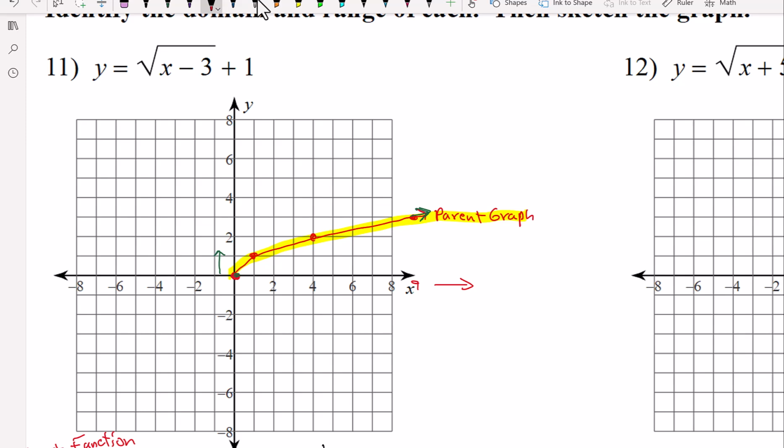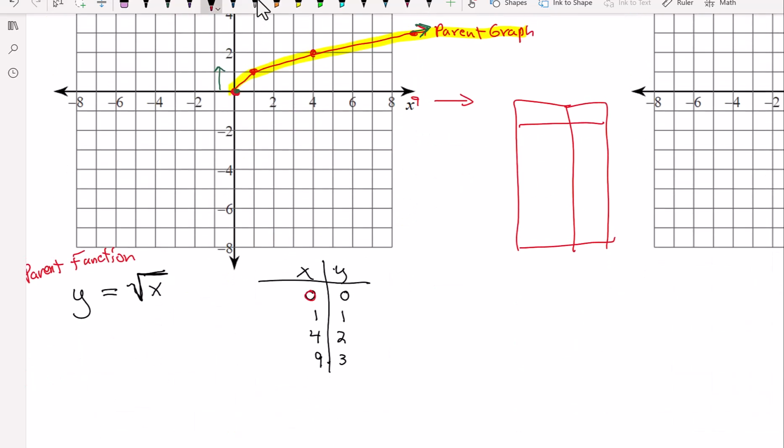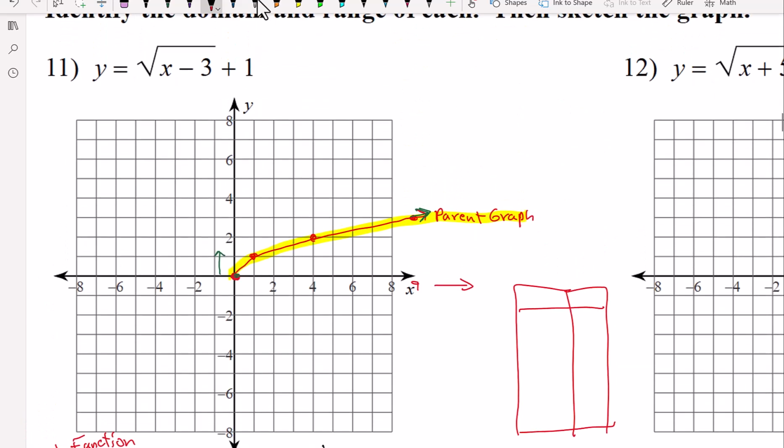Let's do a table of values. For the parent function, the starting point is 0, 0. So you're looking for the lowest value of x, what x can be. To find that starting value, you take the opposite of this and this exactly. Let me write that in green. The opposite of negative 3 is 3, and then 1. So at 3, 1, and guess what? That's the starting point of the domain and range.